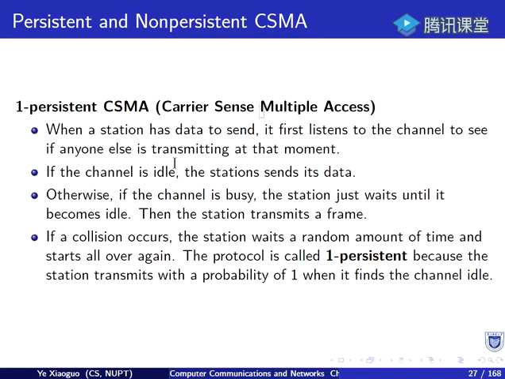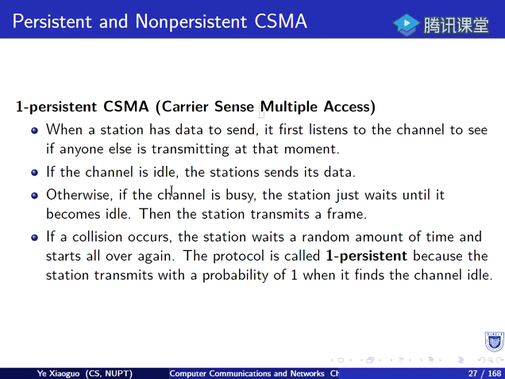The protocol is called 1-persistent because the 1 means a probability of 1. The station transmits with a probability of 1 when it finds the channel idle. So if the channel is idle, the protocol tells the station to transmit the frame immediately with a probability of 1.